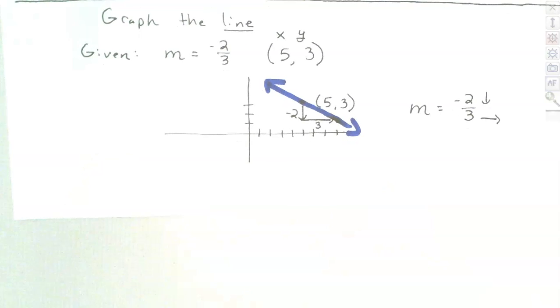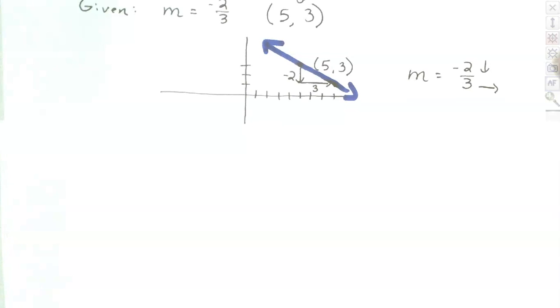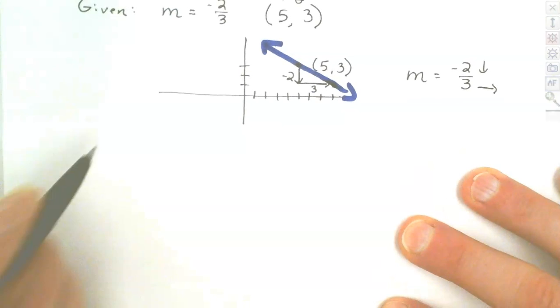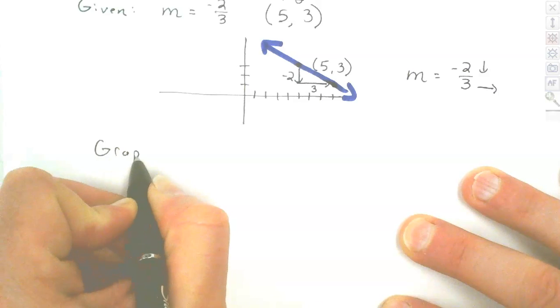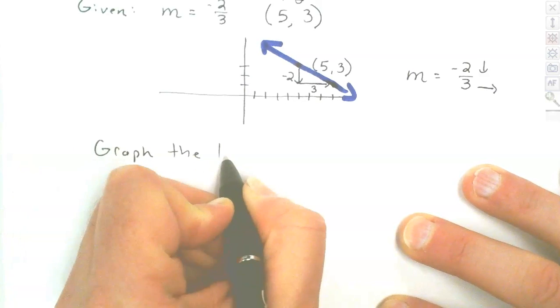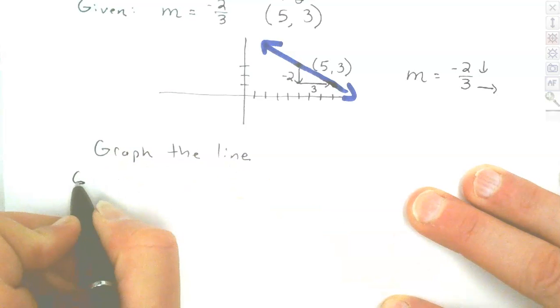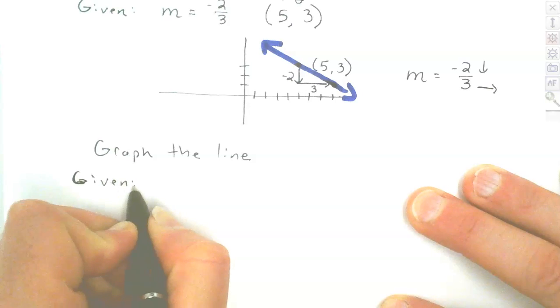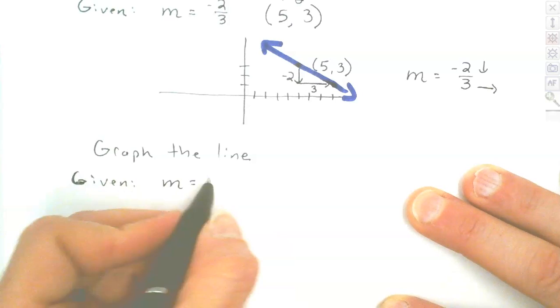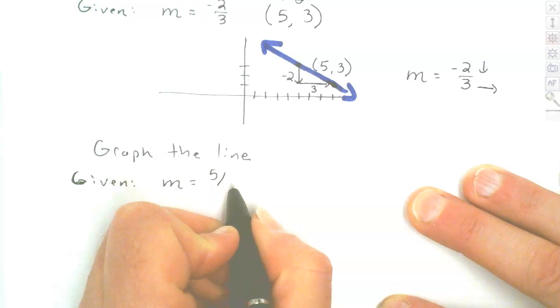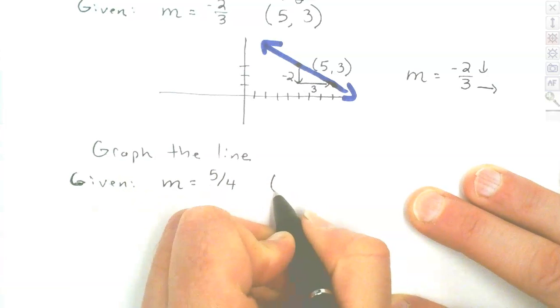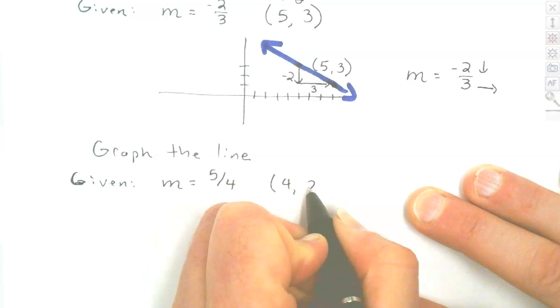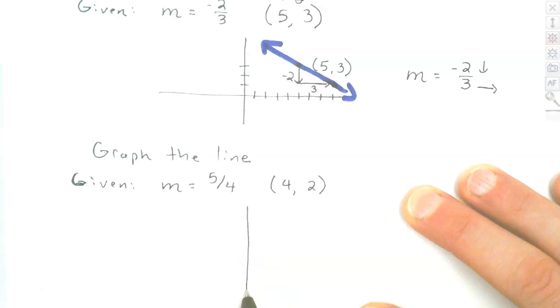We'll do one more of these, and then we'll look at either a vertical or a horizontal one. So let's do one more. We plot our point and use our slope. So same directions. We're going to graph this line. And you're given a slope of 5/4, and you're given the point (4, 2). We want to graph this line.